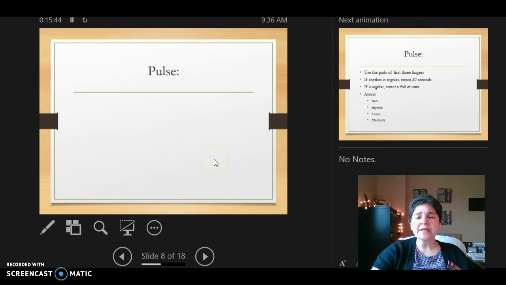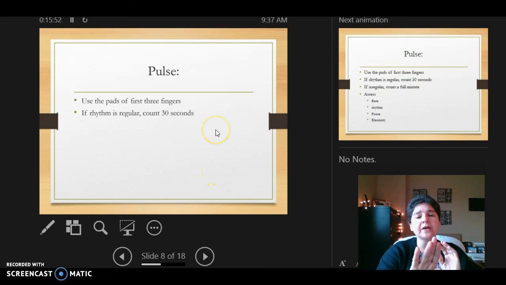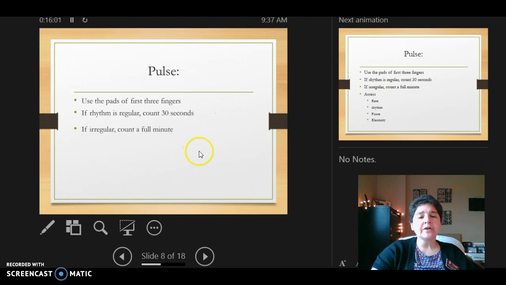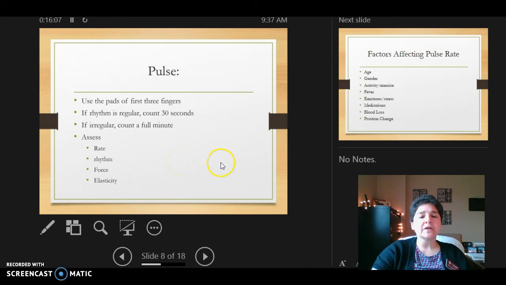Pulse. We have different areas that we can feel pulses. When you're doing the pulse, make sure you use the pads of the first 3 fingers. I like to use the 2 middle fingers. Those seem to be a little bit more sensitive than the index finger. If the rhythm is regular, you're going to count 30 seconds and times it by 2. If the pulse is irregular, you're going to count it a full minute.